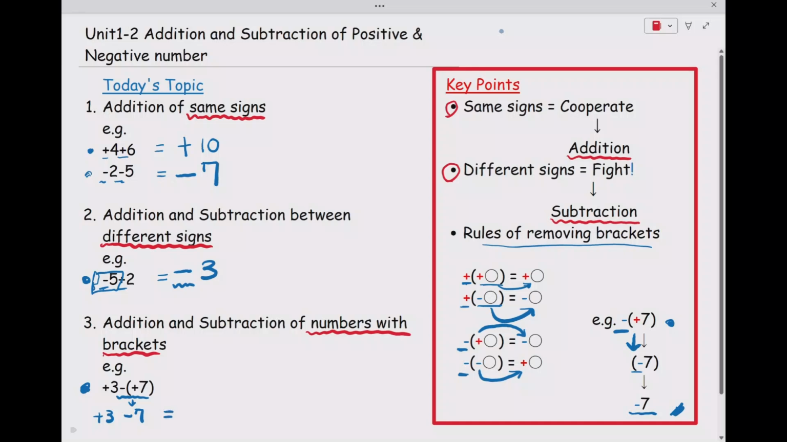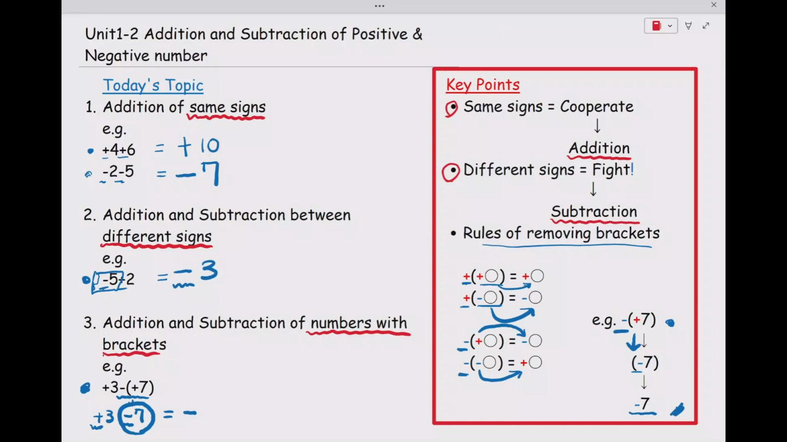Then you have plus team and minus team. Different signs fight each other, remember? Now, let's do the math. In this case, which team wins? First, which team has the bigger number? The plus team is 3, and the minus team is 7. So, in this case, the minus team has the bigger number, and therefore the minus team wins. So, the sign for the answer is going to be minus.